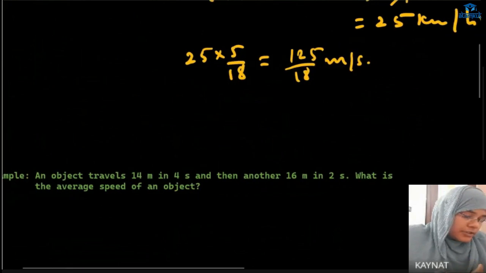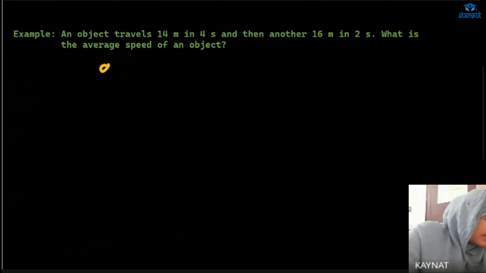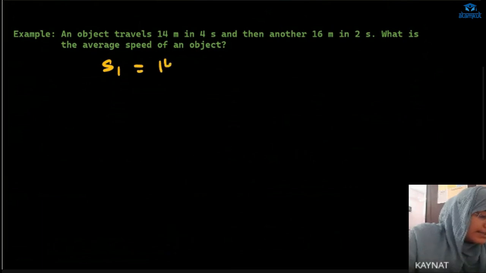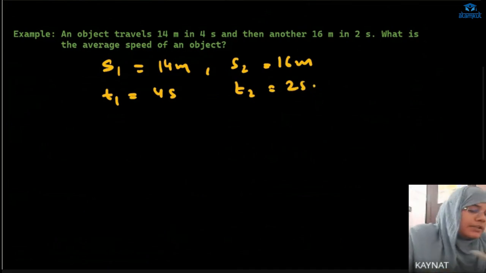Now the second question reads: an object travels 14 meter in 4 seconds, then another 16 meter in 2 seconds. Let us take the distances as s1 as 14 meter and s2 as 16 meter, t1 as 4 second and t2 as 2 second. This is given. Now the whole distance would be s1 plus s2, 14 plus 16, it would be 30 meter.